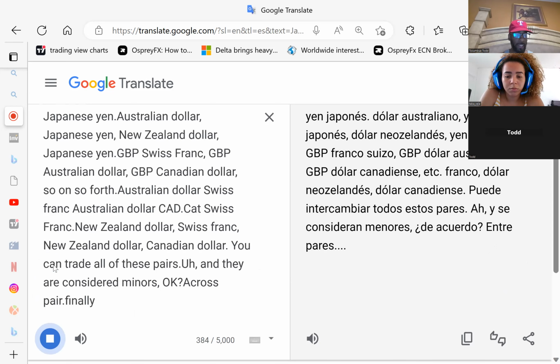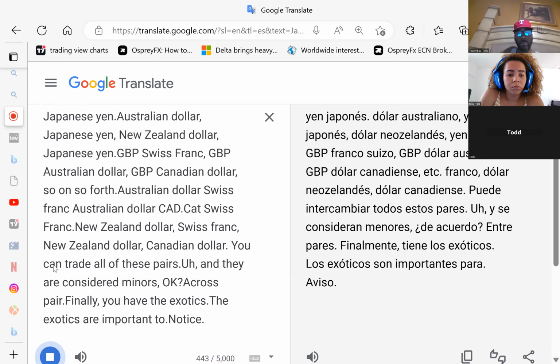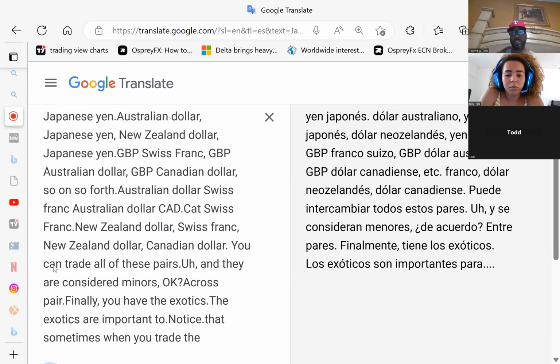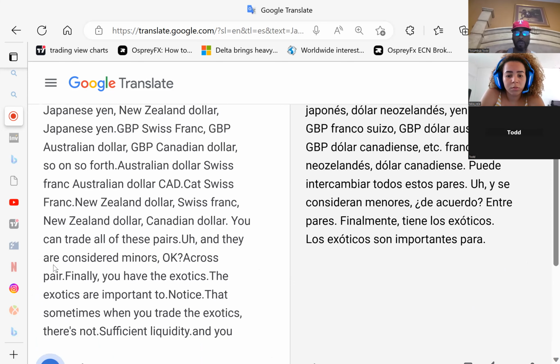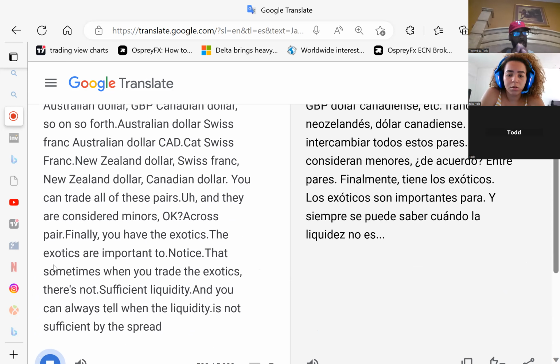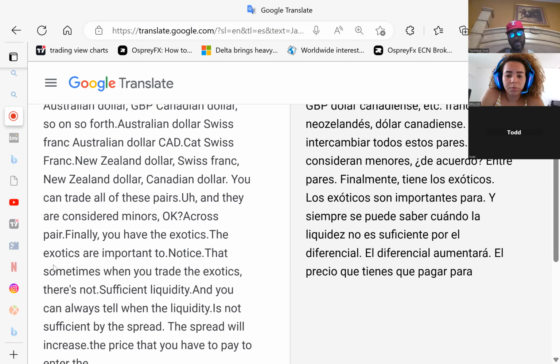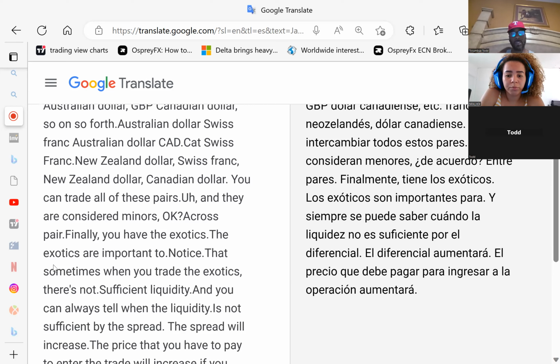Finally, you have the exotics. It is important to notice that sometimes when you trade the exotics, there's not sufficient liquidity. And you can always tell when the liquidity is not sufficient by the spread. The spread will increase. The price that you have to pay to enter the trade will increase if you trade something that has a low level of liquidity.